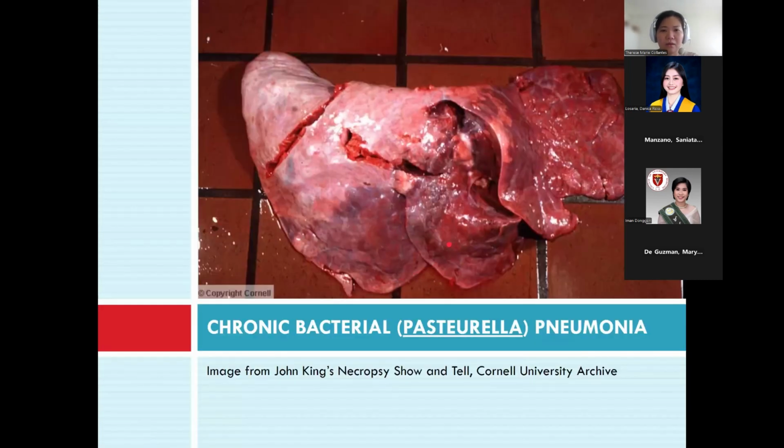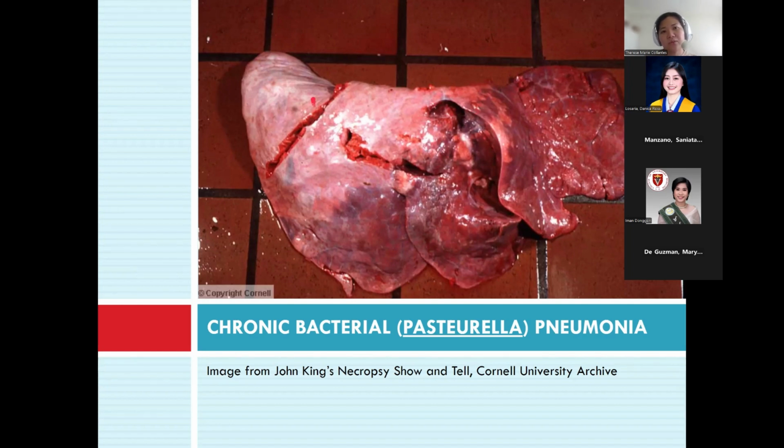So let's look at some pathology associated with this bacteria. This is a chronic bacterial pneumonia caused by your Pasteurella multocida. Here we see the entire one side of the lung, and you can also notice the lesions in the ventral part of the lungs. This bacteria is a facultative anaerobe, so it can survive both in areas where there is oxygen and in areas with low levels of oxygen.